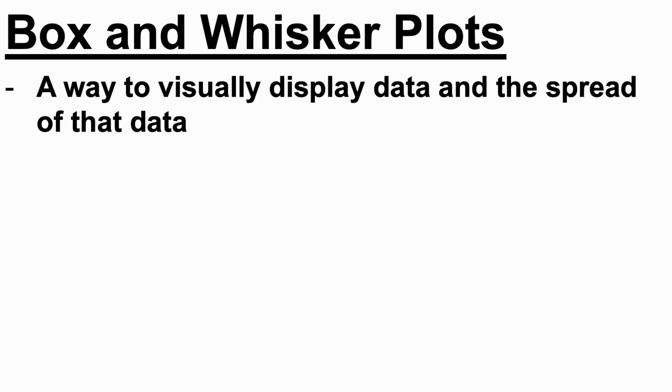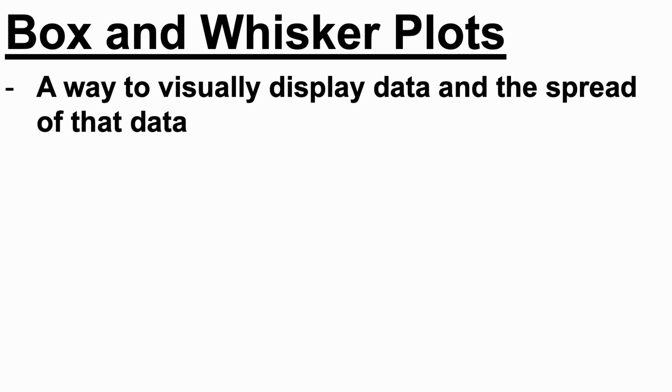All right, so a box and whisker plot is simply just that. It is a plot with boxes and whiskers. It's a way to visually display data and the spread of that data. So it's called a box and whisker plot because there's quite literally a box and some whiskers.